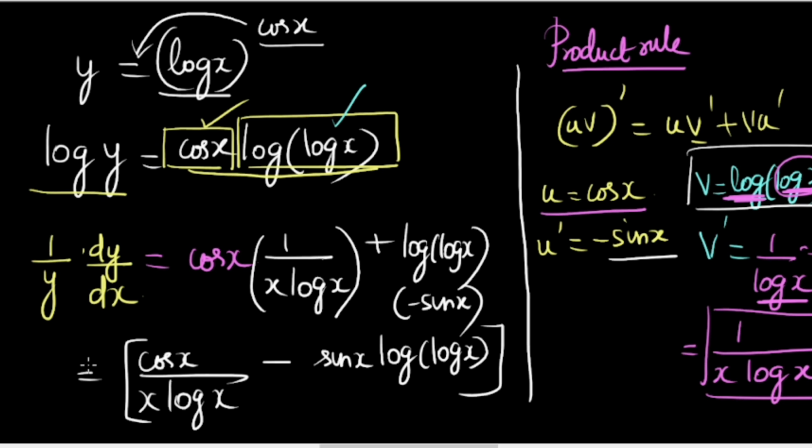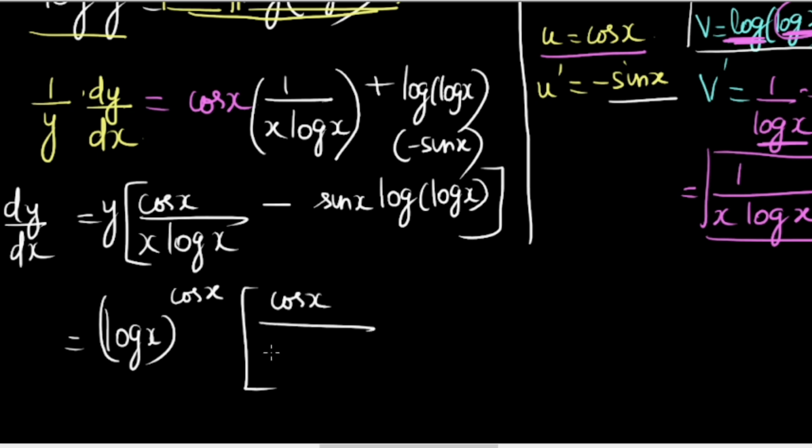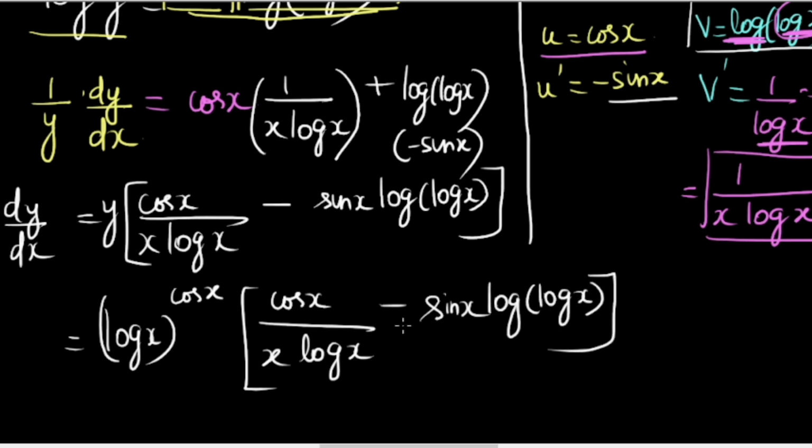And now we can bring the y to the other side. Y is nothing but the given function. So the given function is log x to the power of cos x, times cos x over x log x minus sin x times log of log x. This is our required answer. This is one of the popular kinds of question, and this is our part 1, the very basic type.